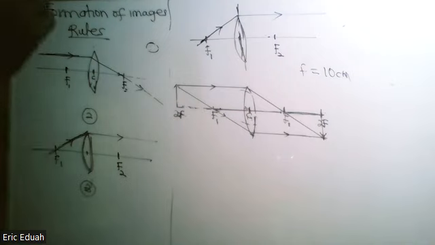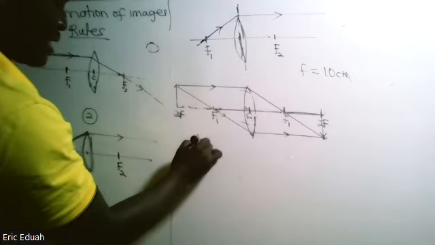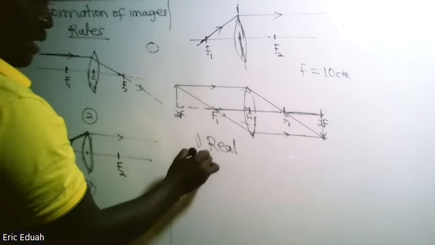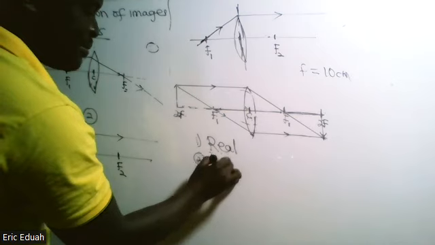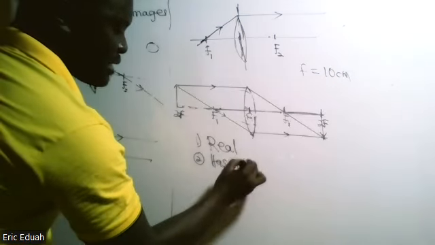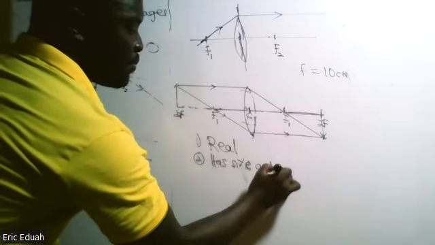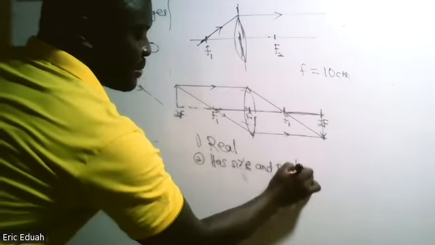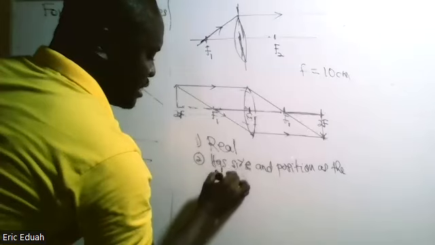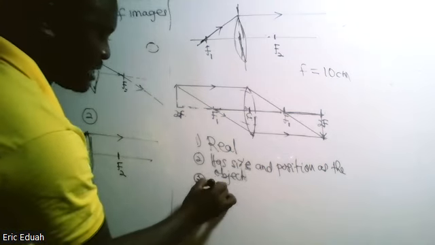Okay, so you realize that, let's describe the nature of the image formed. The image formed here is real, has the same size and position as the object, and the image is inverted.